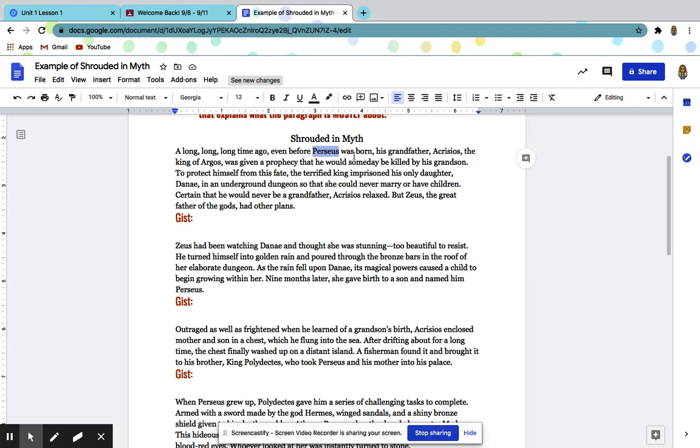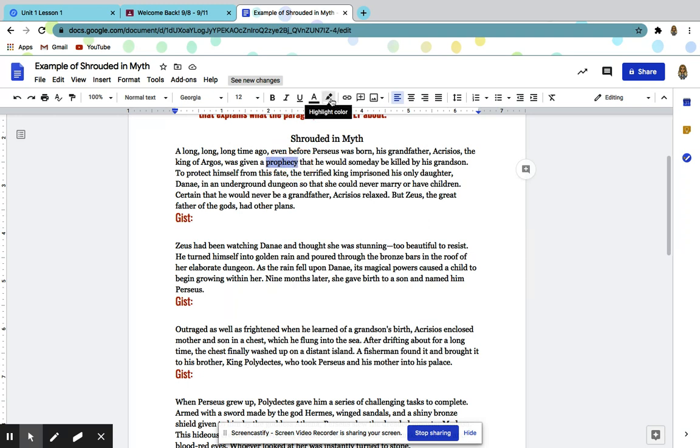Even before Perseus was born, his grandfather, Acrisius, another proper noun, the king of Argos, was given a prophecy. Okay, I'm gonna stop. I feel like I've heard the word prophecy before, maybe in a movie or something, but I'm not exactly sure of its meaning. So I'm gonna take my cursor, drag it across to highlight it like this.